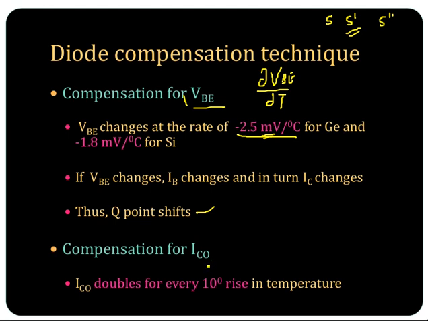So you know this concept. What happens to IC with increase in ICO? IC will increase because IC is beta IB plus ICBO. This reverse saturation current is doubling for every 10 degree rise in temperature, which means ultimately it is causing an increase in IC. So this is more significant than the effect of VBE, and we'll see the compensation techniques.